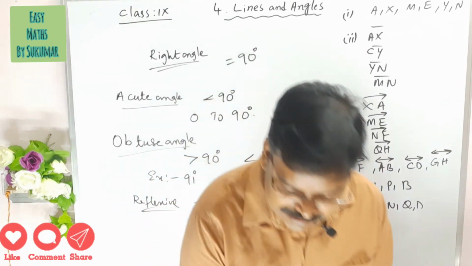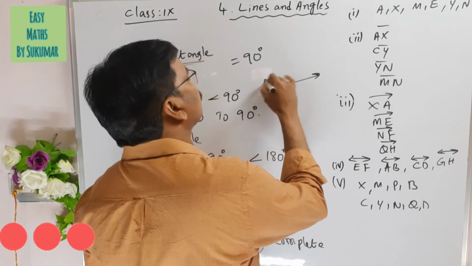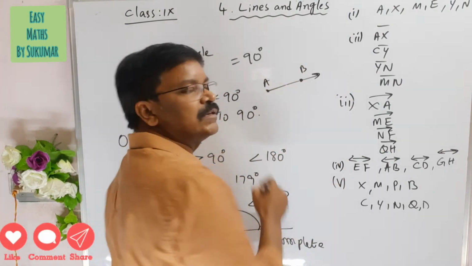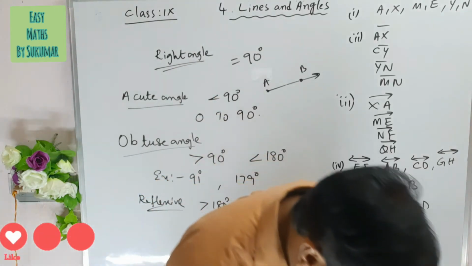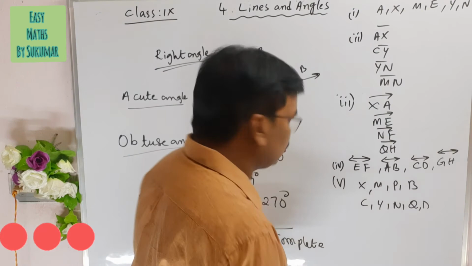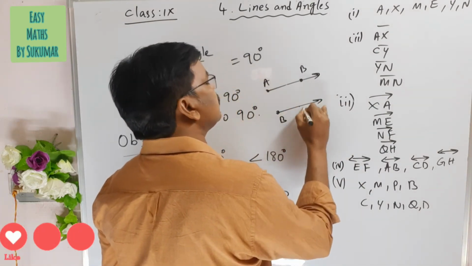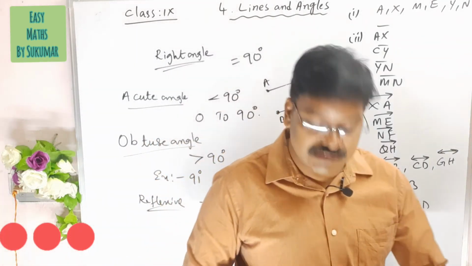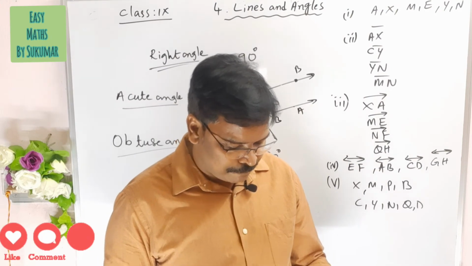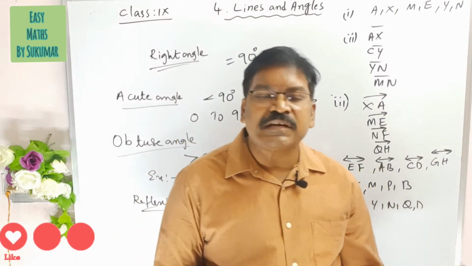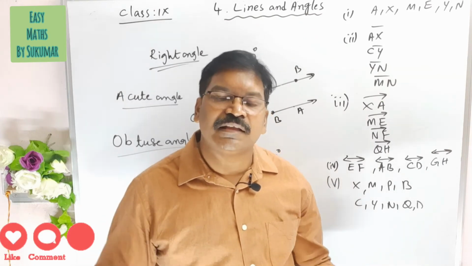Why? Coming to the ray AB, A is the end point for ray AB. But coming to the ray BA, the end point is different here. The end point is B, not A. Okay. Coming to the fourth question, my dear students. A line has definite length.